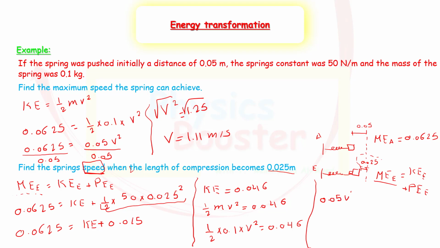Let's continue solving. 0.05 v squared is equal to 0.046. Now, by dividing both sides by 0.05, I will get that v squared is equal to 0.9. But I want v, not v squared, so I will take the square root of both sides, and I will get that v is equal to 0.95 meters per second. So I found the velocity or the speed of the spring when it was compressed at a distance equal to 0.025.